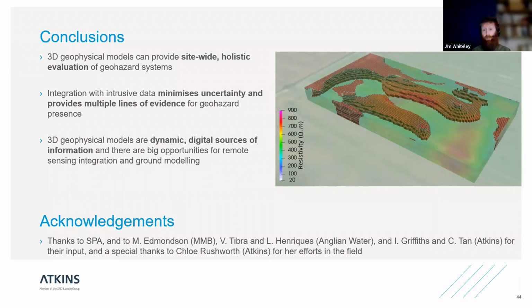I think where we can take this data and combine it with integrated data, so sources of intrusive or remote sensing or other forms of observations, that just gives us the multiple lines of evidence that we need to really understand what the potential of geohazard prevalence is across the site. And the one take-home message I want everyone to really consider is that geophysics, whatever form it is, is an important source of digital dynamic data.